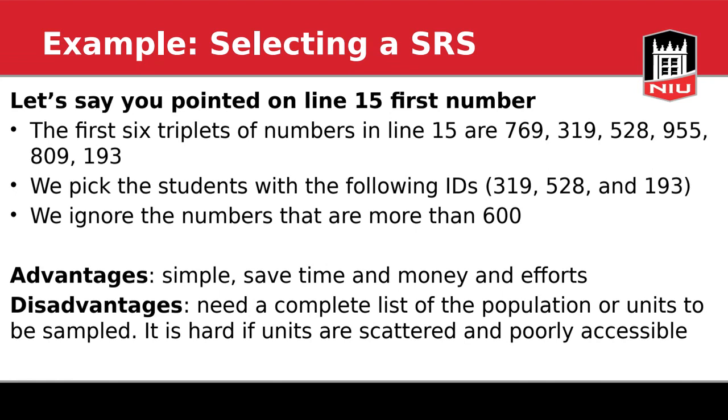Disadvantages: sometimes it's hard to do because we need to find all the people in the population and list all the people in the population. And if the population is very large and very scattered, it's very hard to do the listing. Most of the time, if the population is small or can be counted, enumerated or listed, it's easy to use simple random sampling for this purpose.